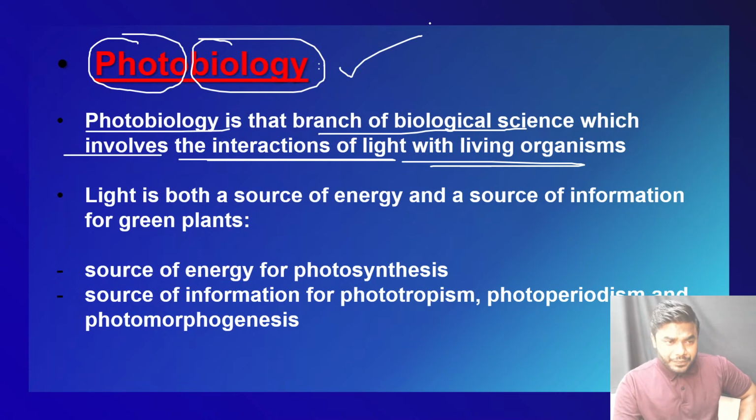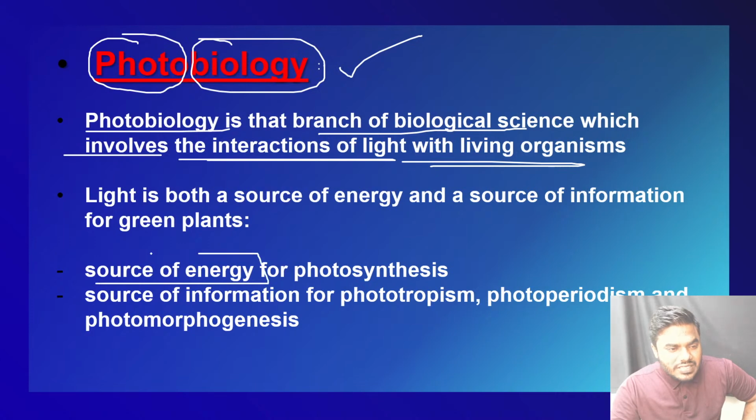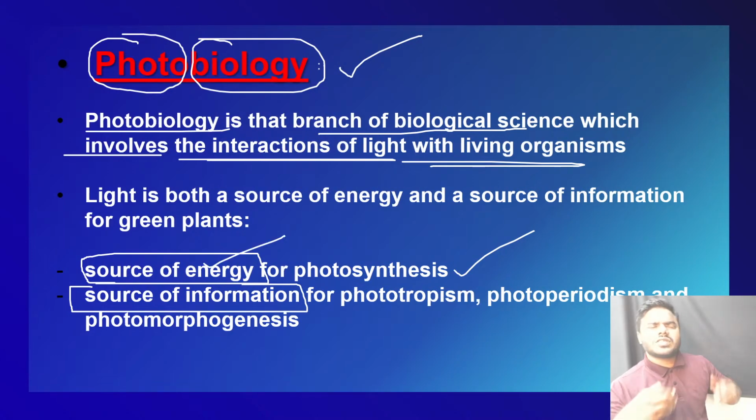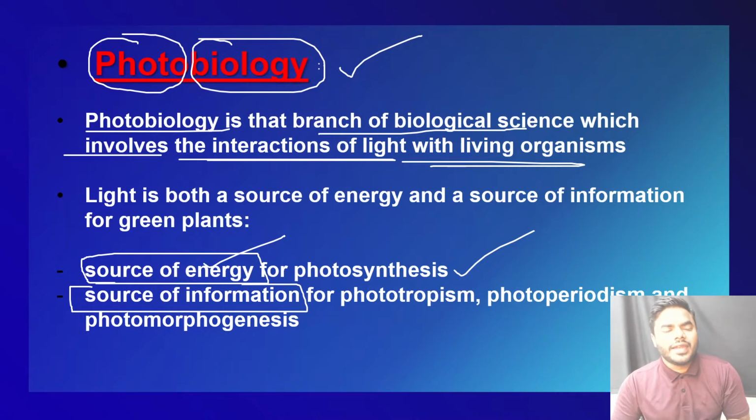Now you can ask me, sir, why exactly do plants need light? What are the various uses? Please listen, friends. It can be used as the source of energy for the process of photosynthesis. Not only that, it can also act as the source of information. As for the source of energy, we all know that plants convert light energy into chemical energy and use it for photosynthesis to prepare food.